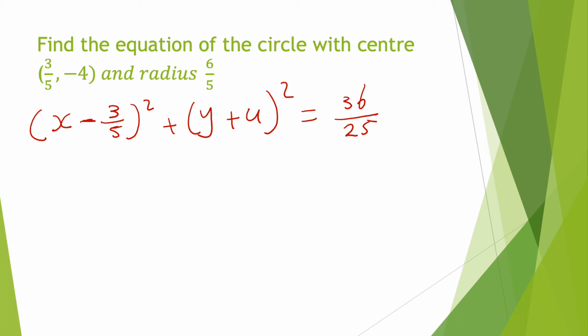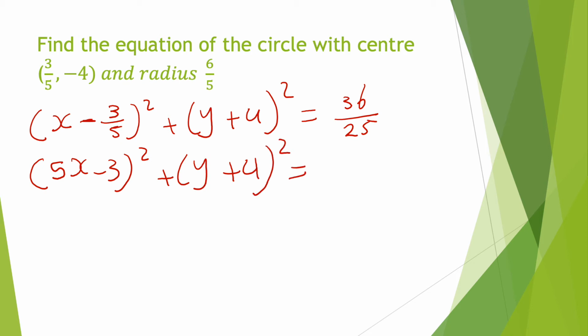And then you can rearrange this, because we don't like to use fractions, so we can use (5x minus 3) all squared plus (5y plus 4) all squared equals 36. Okay, you can leave it as it is, or you can multiply everything by 25, makes no difference.